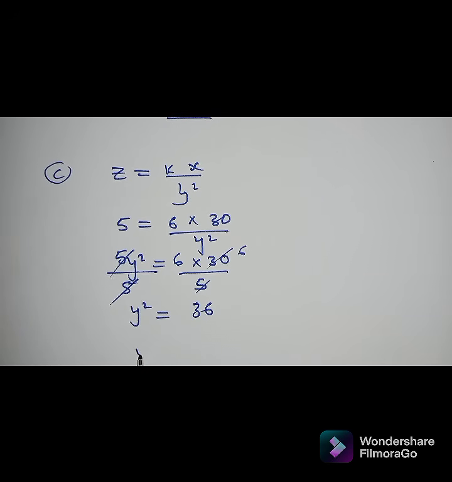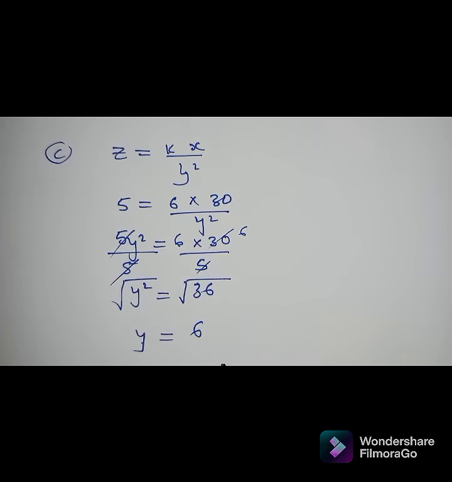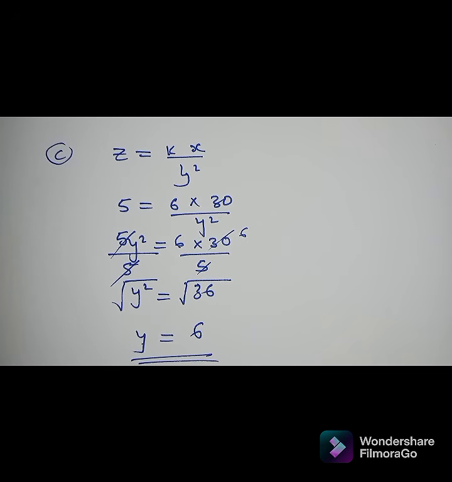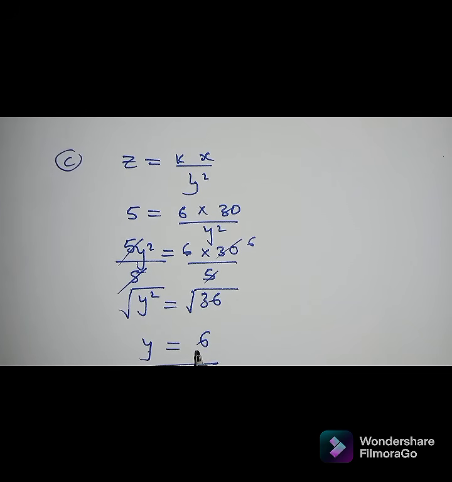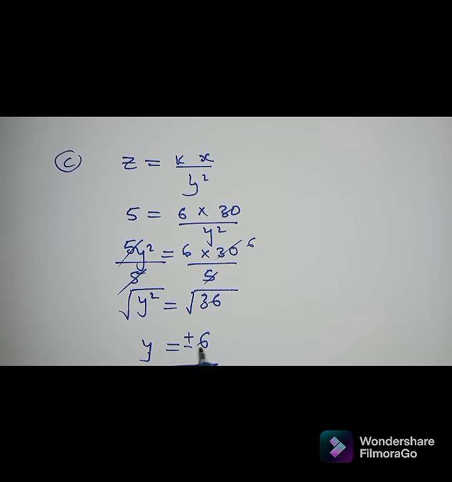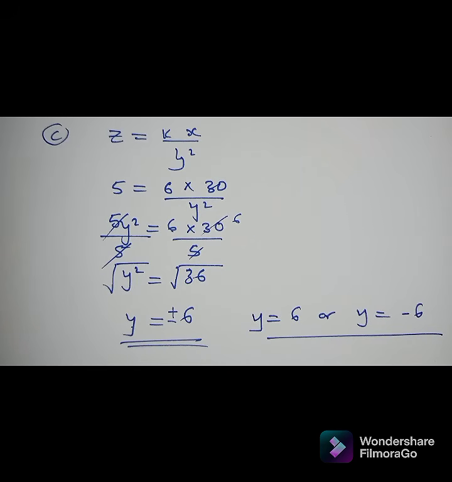So now we're solving for y. We square root both sides, and we remain with y. Here we remain with 6. So the value of y is 6. Actually, it's supposed to be two answers, positive or negative. So y is equal to 6 or y is equal to negative 6. These are the two answers.